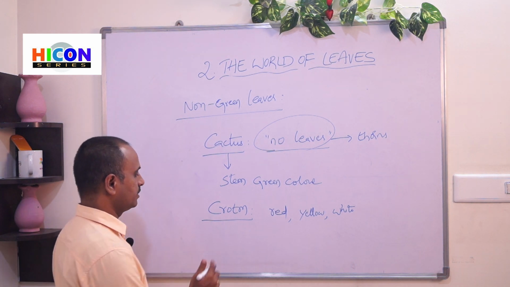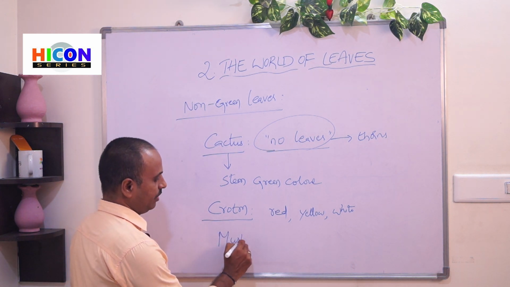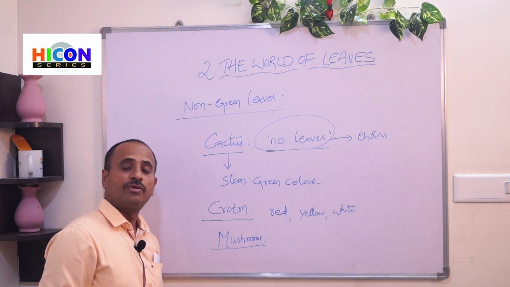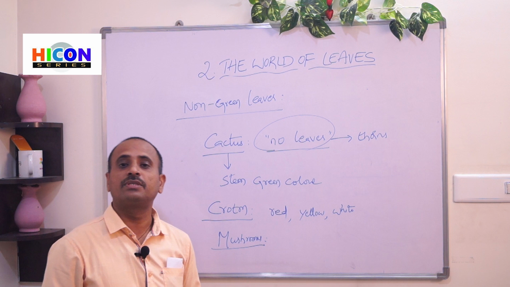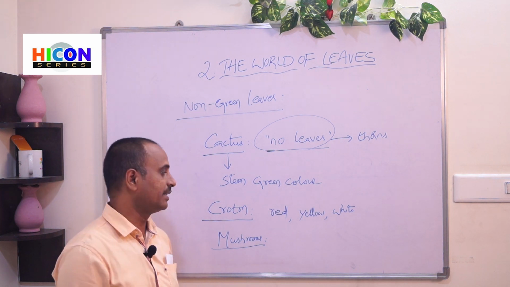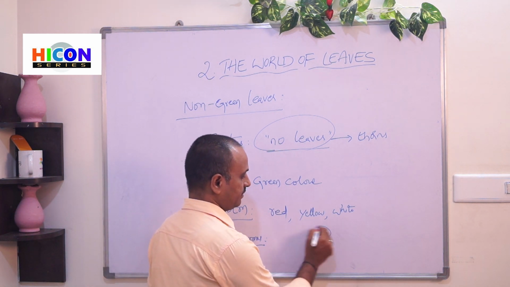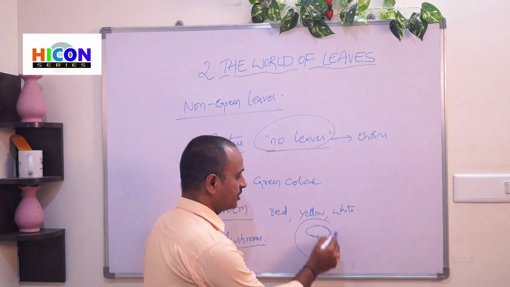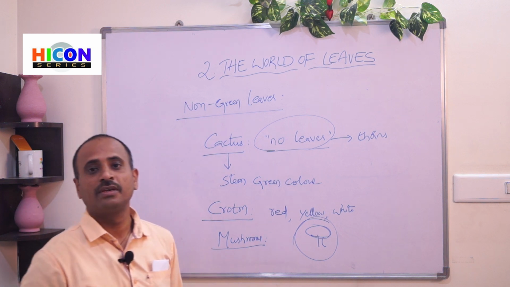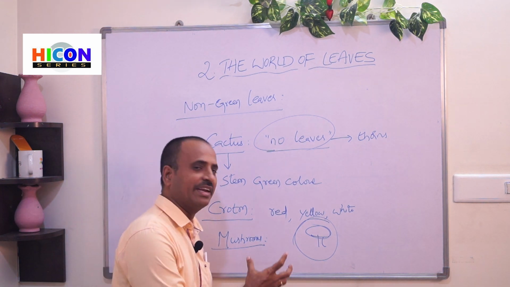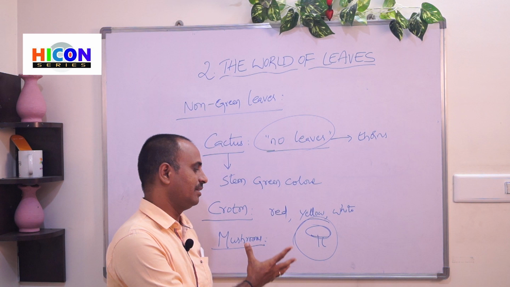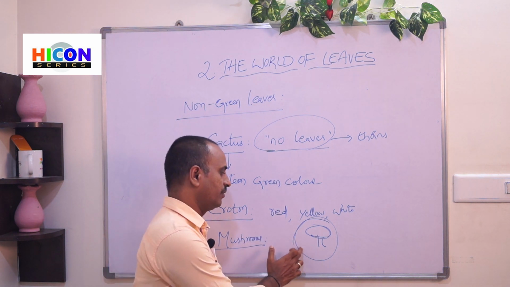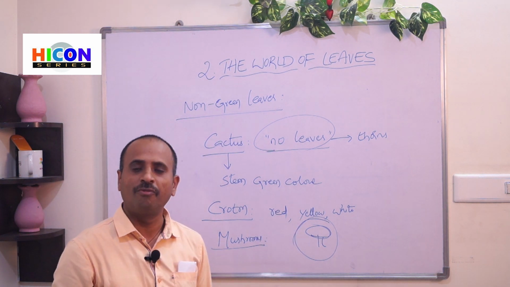And the next one is mushrooms. Have you ever seen mushrooms? In the rainy season, if you go outside, you will observe some umbrella-like structures at the bottom of trees. This type of plant is called a mushroom, and it does not have any green leaves or any green stem. Most mushrooms are white in color.